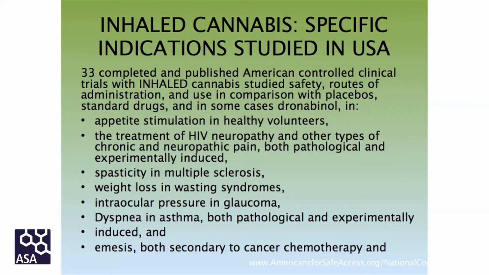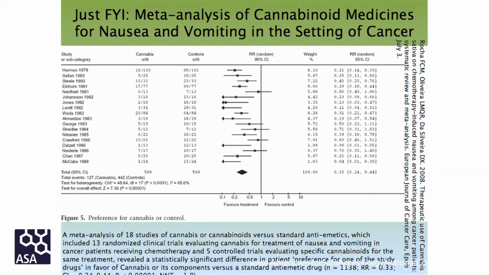So those 33 trials looked at appetite stimulation, HIV neuropathy, other forms of neuropathic pain, spasticity, weight loss, glaucoma, asthma, vomiting, and nearly all showed benefits favoring inhaled cannabis. You can even do things like this, where you can stand up all the different human trials for nausea and vomiting. These are called meta-analyses, systematic reviews, and you can add up all trials and show that they favor treatment. This is a higher level of evidence-based medicine that kind of proves this point.